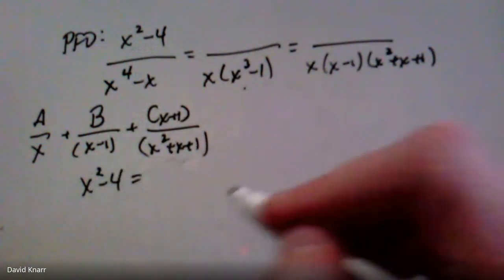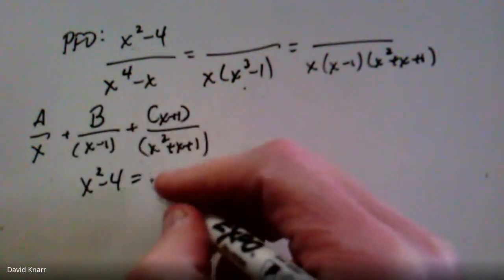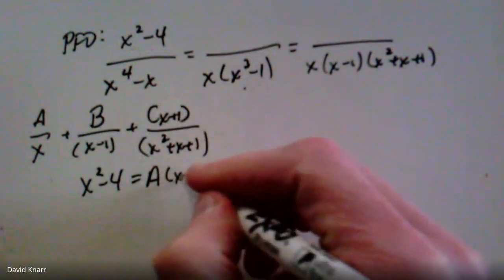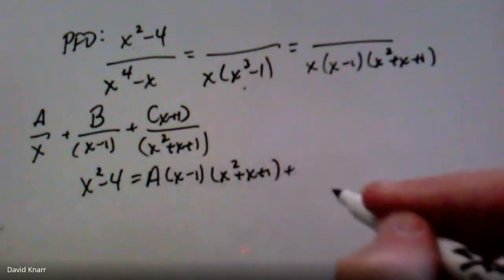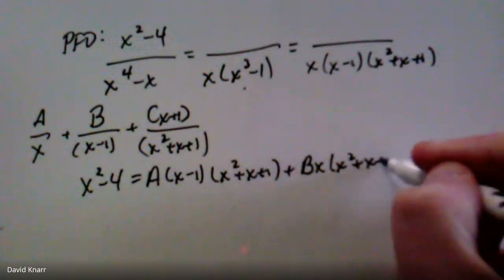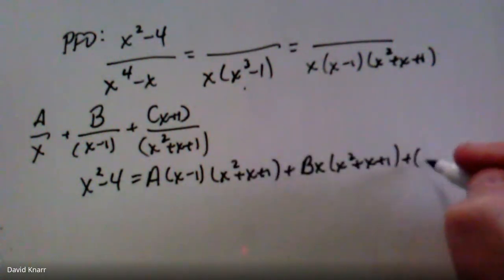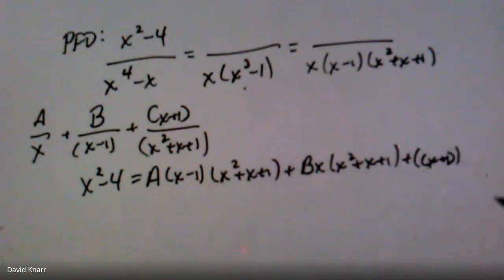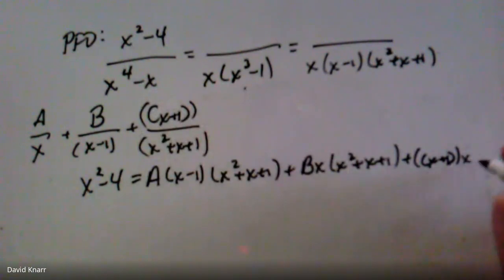Then we may translate everything up to the top because I'm going to run out of room down here. All right, so the first term, the A, will need an x minus 1, and it'll also need an x squared plus x plus 1. Then the B will need an x and an x squared plus x plus 1. And then the cx plus d, in parentheses, will need an x and an x minus 1.